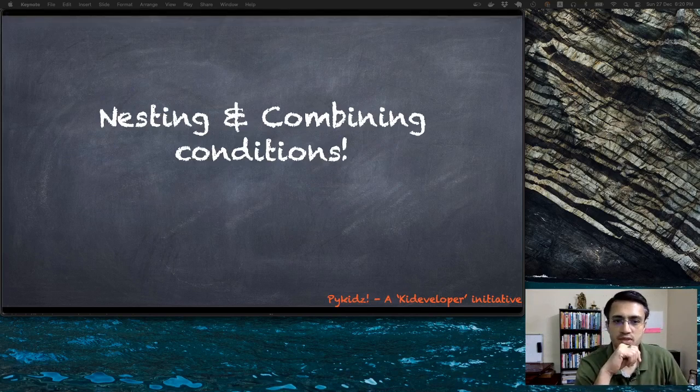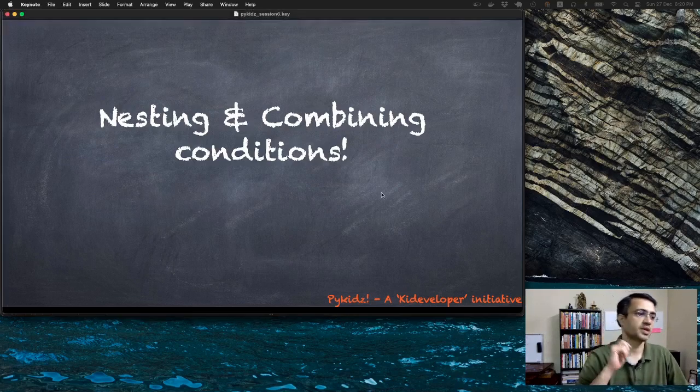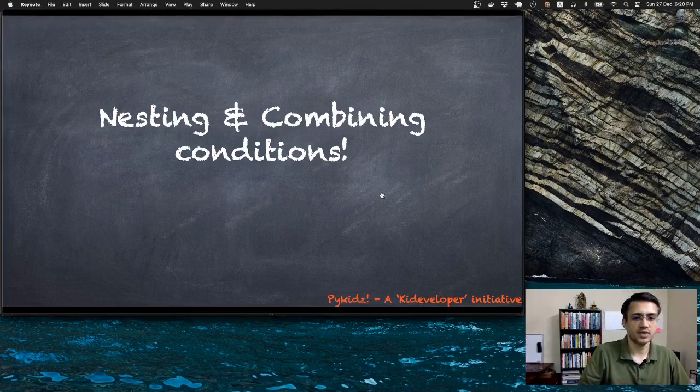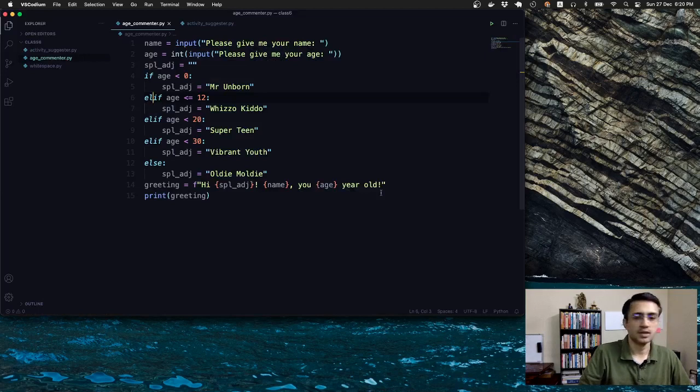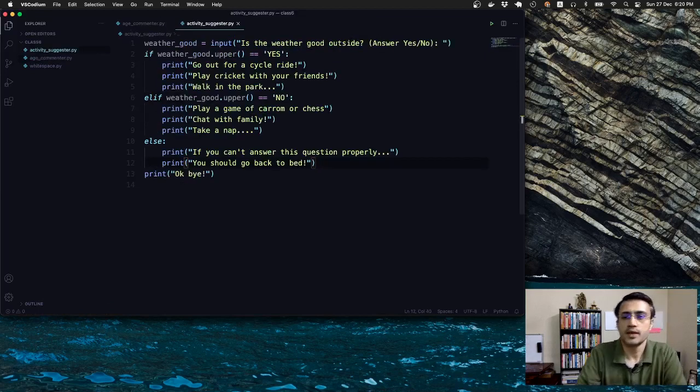Now let us always go with some examples. So I have my activity suggester, right? Now this activity suggester suggests you to go out to cycle without asking you if you own a cycle, right? Similarly, it's asking you to play cricket without knowing if you have any equipment at all for it, right? So it's not very smart. So let's remedy at least one of these issues.